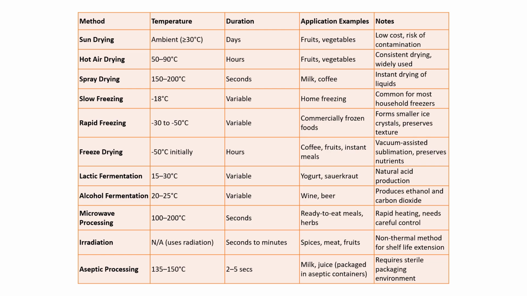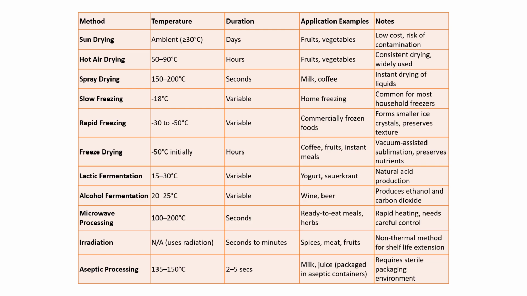Next is lactic acid fermentation. That is usually done at 15 to 30 degrees Celsius, and the duration varies. Applicable for yogurts and sauerkraut, and natural acid production is seen. Now, next is alcohol fermentation, 20 to 25 degrees Celsius. The duration here also is variable, and it is mainly used for wine and beer, alcohol. Okay. It produces ethanol and carbon dioxide.